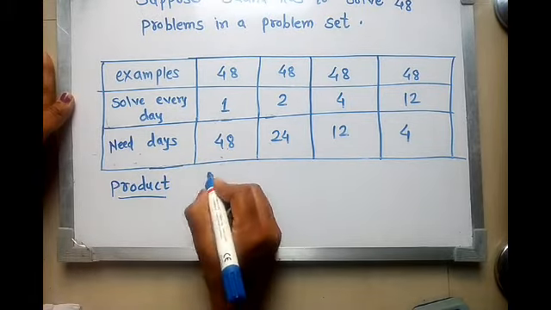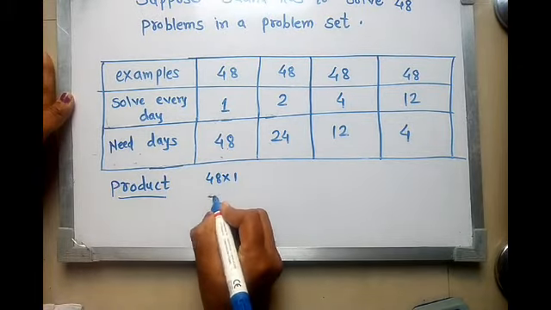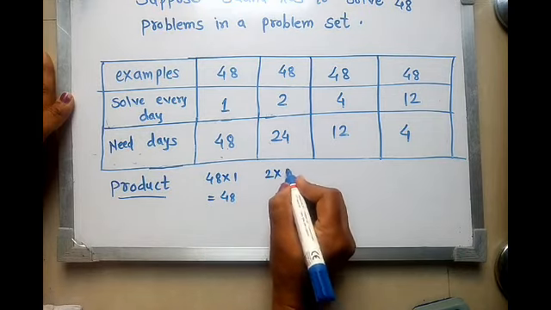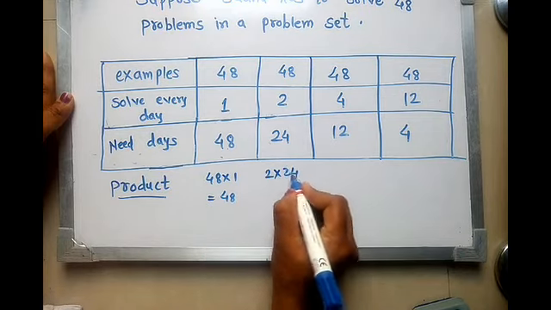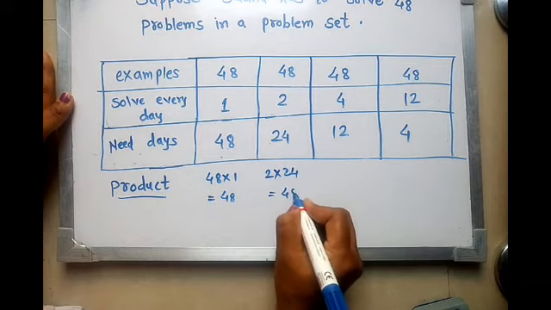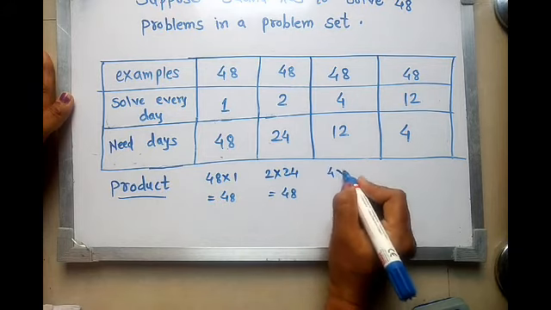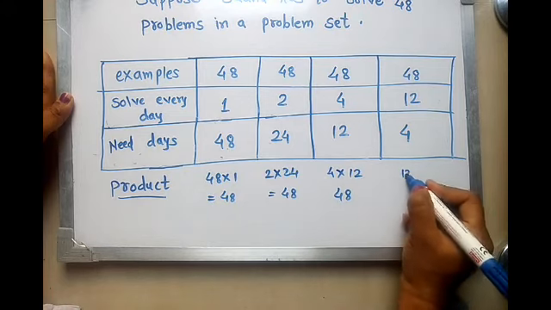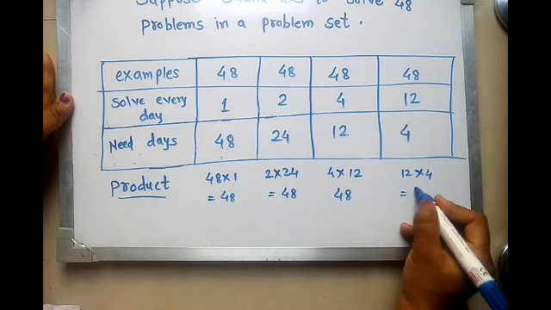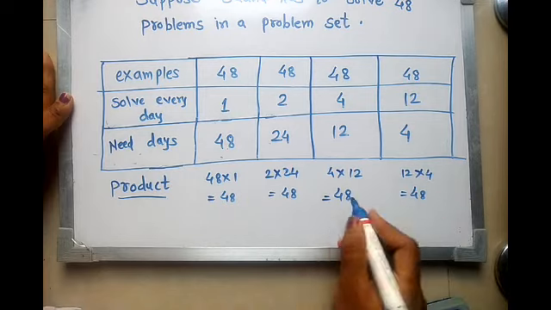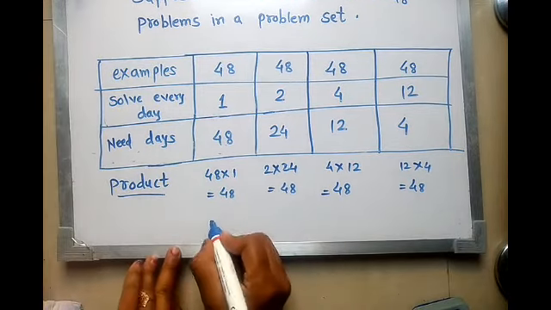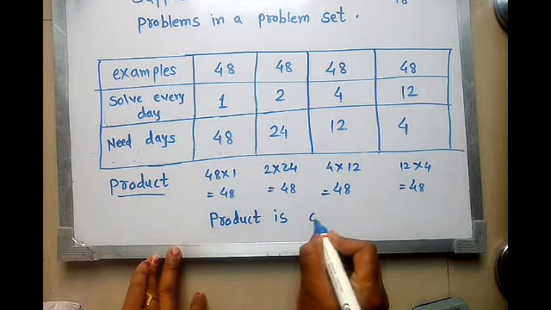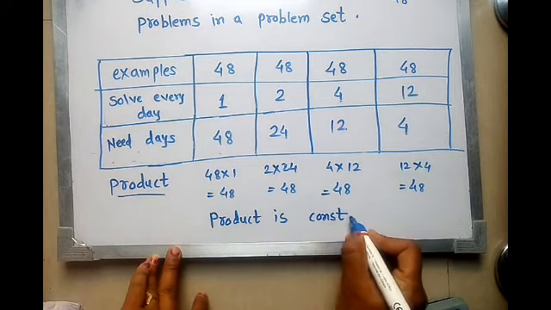In inverse proportion, the product is constant. 48 ones are 48, 2 into 24, 48, 4 into 12, 48, 12 into 4, 48. Product is constant in inverse proportion.